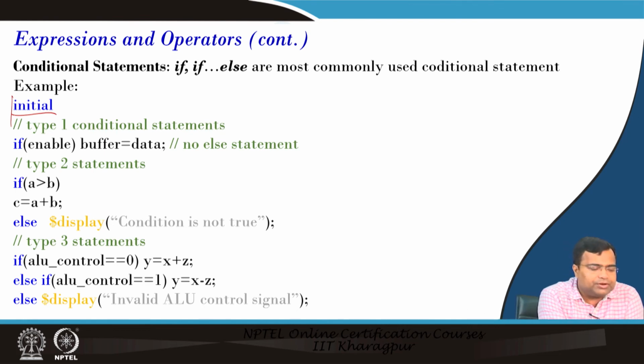Okay, so you can also use an if else statement. If you use if inside a logic, if the enable is high, then buffer will be equal to data. Similarly, inside if A greater than B, that means the if will be executed. If A is greater than B, it will go to C equal to A and B, else if it is not, then it will go to the next line.